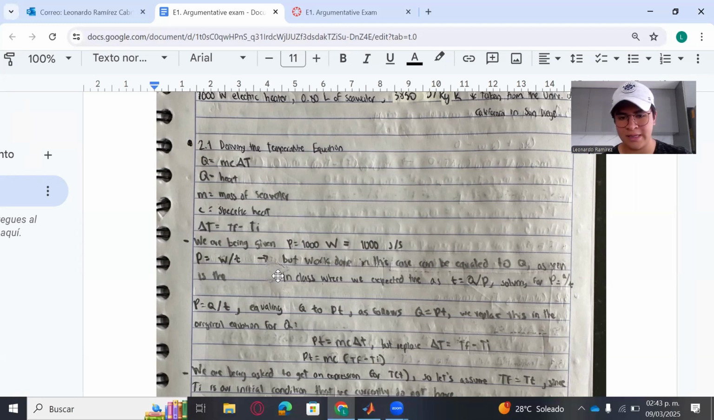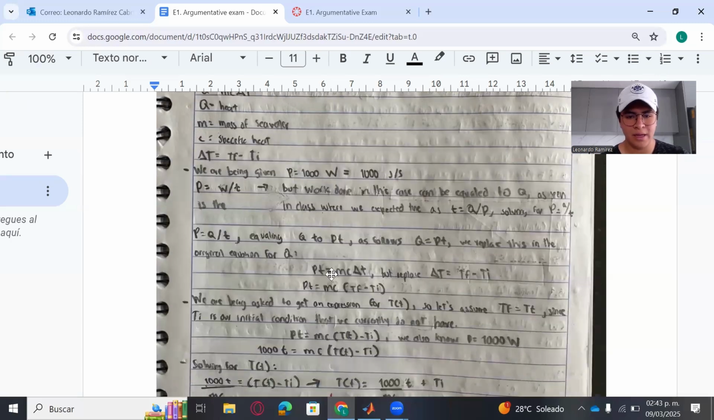And the work done in this case can be equal to Q in the formula of power equals work over time, as seen in class in some examples. And we expect the time as t equals Q over P. So if we solve for P, we have that P equals Q over t, which makes sense because Q would be like the work done in this case, with the energy being transferred.